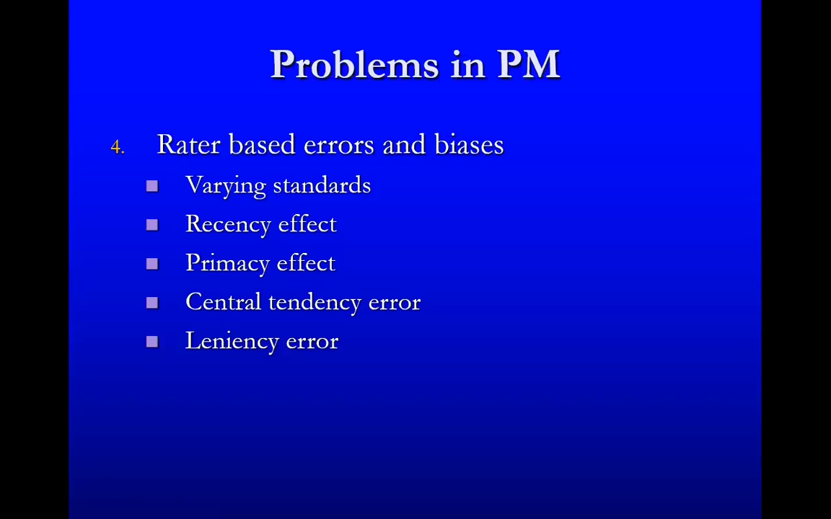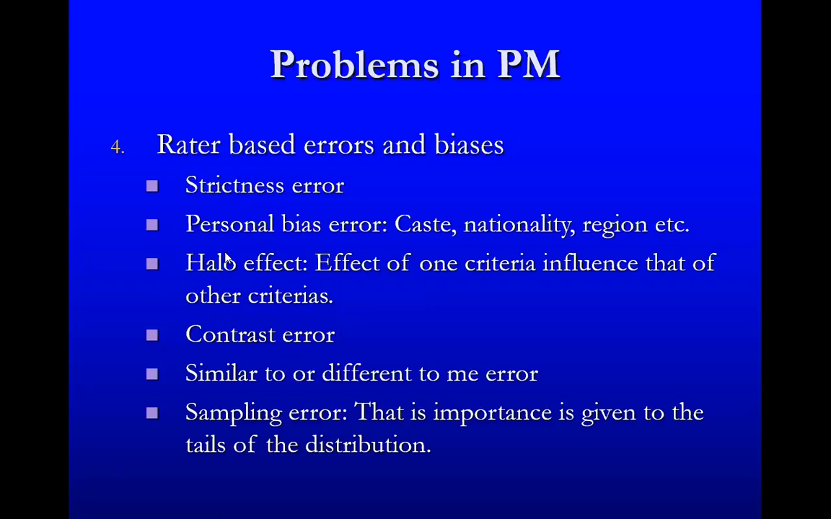Then there is central tendency error. I will give each and every student 50% marks. This is known as central tendency error. Even the bright student, I will give him 55. Even the student who has not performed well, I will give him 45. So it will be around 50%. Then there is something known as leniency error. I will give all the employees good feedback, good marks. Then there is something known as strictness error. I will be very strict. Then, unfortunately, there is personal bias error on the basis of certain features of the employee.